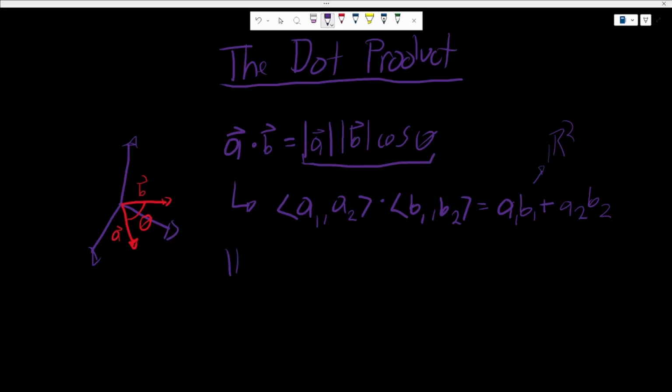But if we did it in R3, in 3 dimensions with vectors A and B, it would just be the same pattern, just 3 times. So A1, B1 plus A2, B2 plus A3, B3. That would be in R3. So let's do a few example problems of finding the dot product between two vectors.